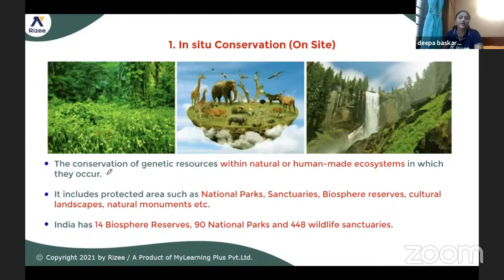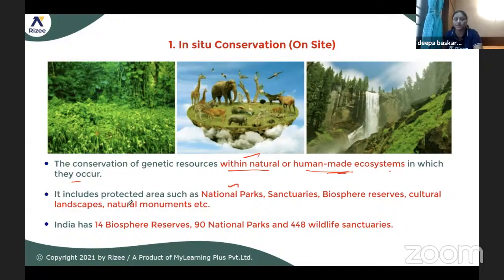In-situ conservation, as I told, is the conservation of genetic resources within natural or human-made ecosystems in which they occur. For example, if you are developing a park, during the initial stages we do not have so many species in the newly developed park. But later, so many insects and so many birds will come and live in that park. So that is called a human-made ecosystem. Again, we are providing the habitat for the animals. So we can protect the natural environment or areas such as national parks.